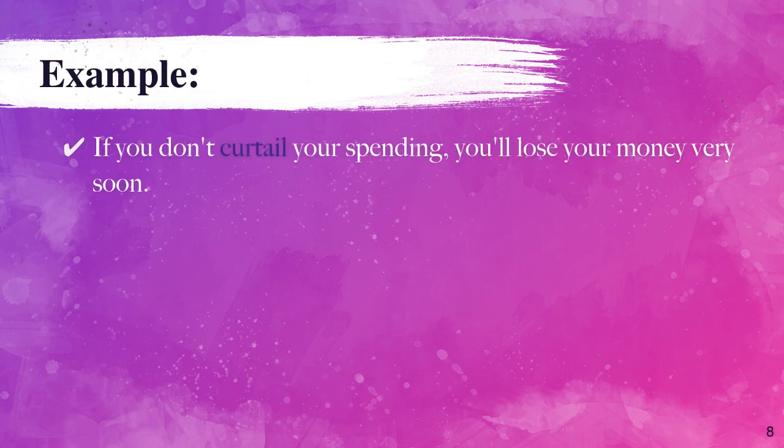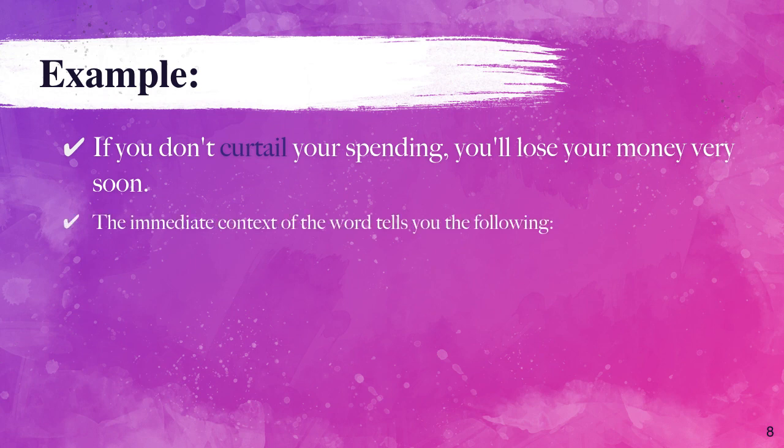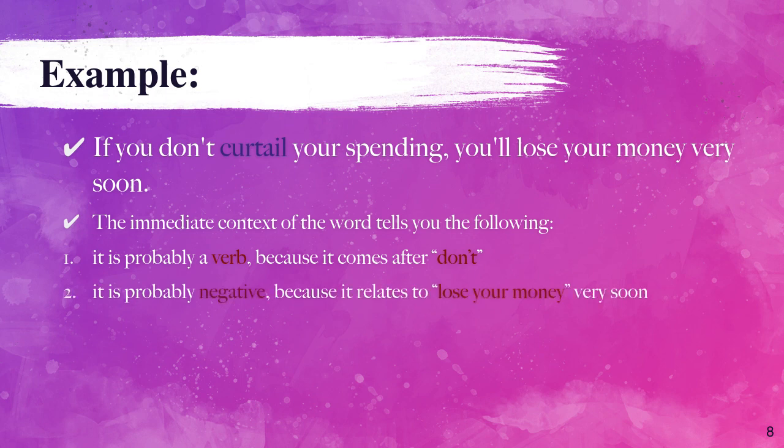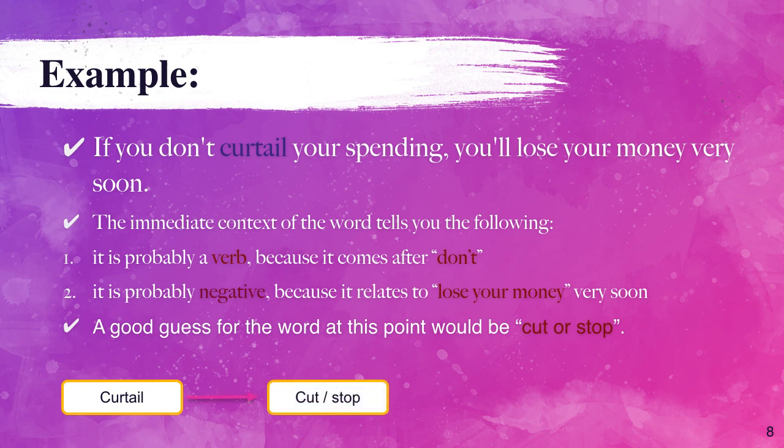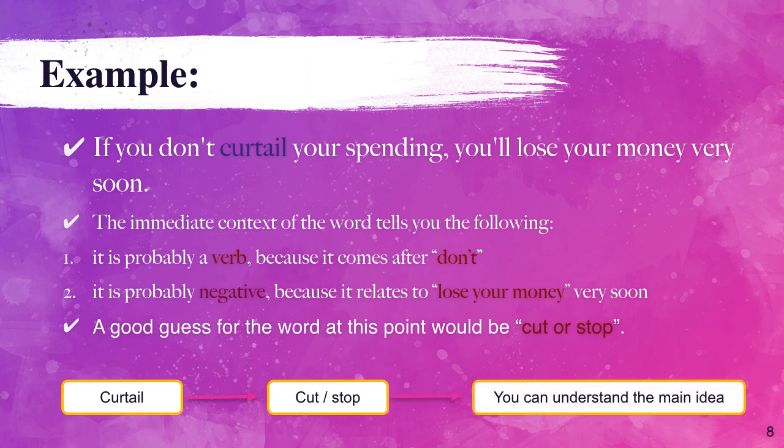If you don't curtail your spending, you'll lose your money very soon. Let's say that we do not know the meaning of curtail. So in this case, we're going to look for the immediate context of the word, and it will tell us the following. It is probably a verb because it comes after don't. And it's probably negative because it relates to lose your money very soon. A good guess for the word at this point would be cut or stop. So if we replace the word curtail with cut or stop, it will do the job and we probably will understand the main idea.